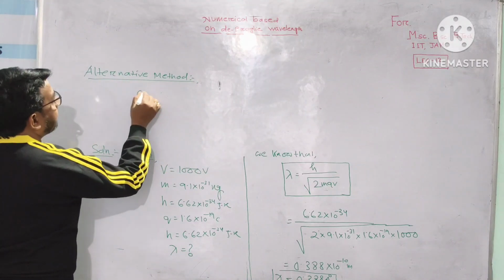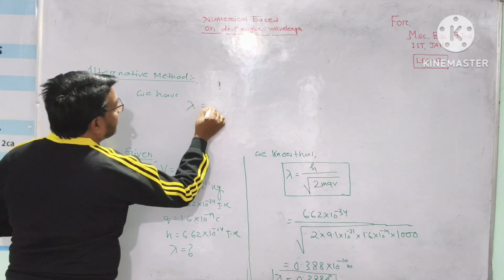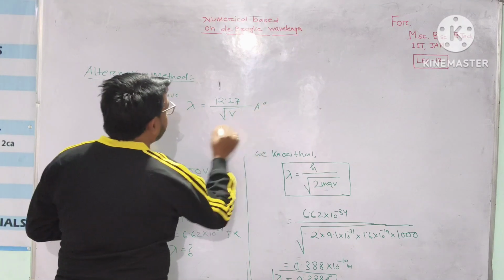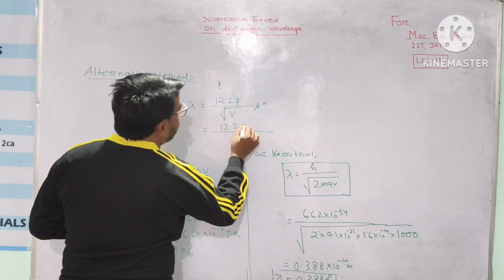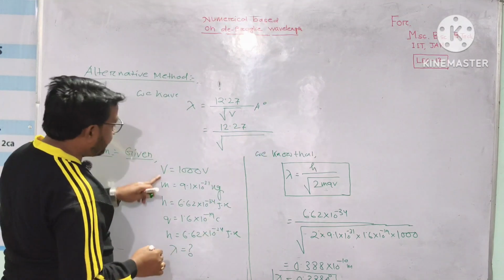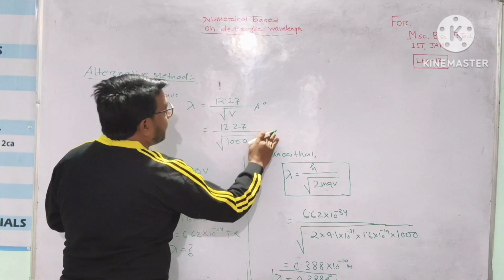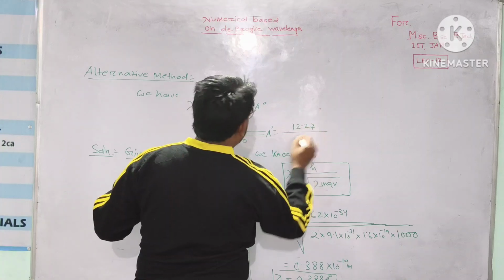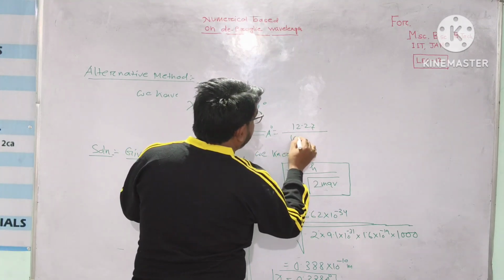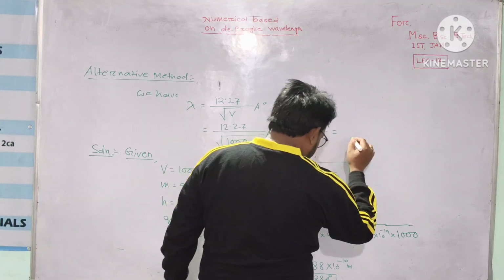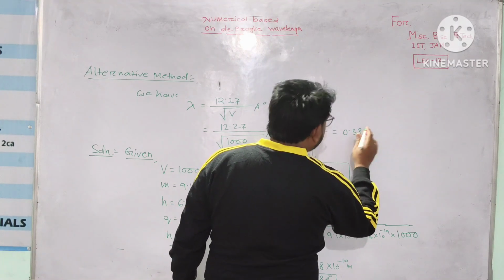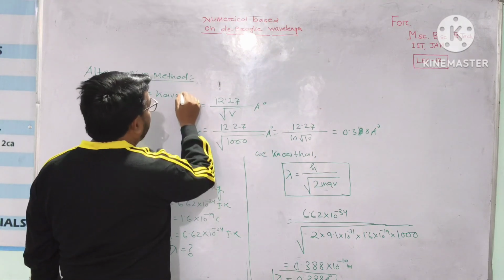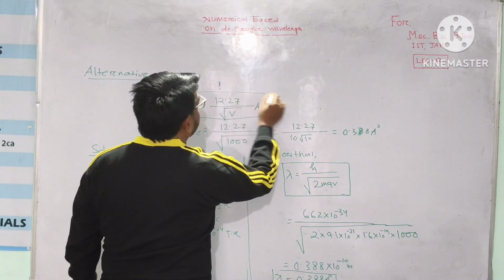We know that, or we have, lambda equal 12.27 by under root of V angstrom, okay. So the value of 12.27 and the value of V, V equal 1000, and this is in angstrom, okay. 12.27 by under root of 1000, it means 10 root 10. Finally we can write 0.388 angstrom. So this is our required wavelength. This is a very simple formula we can use for this numerical, okay.